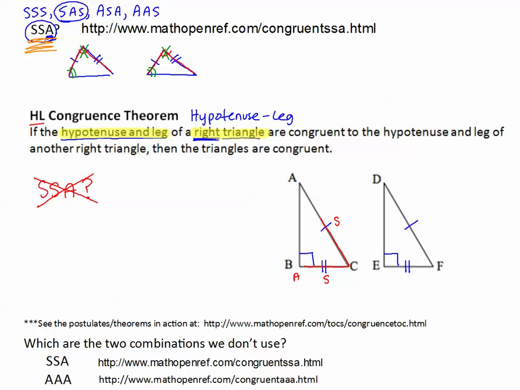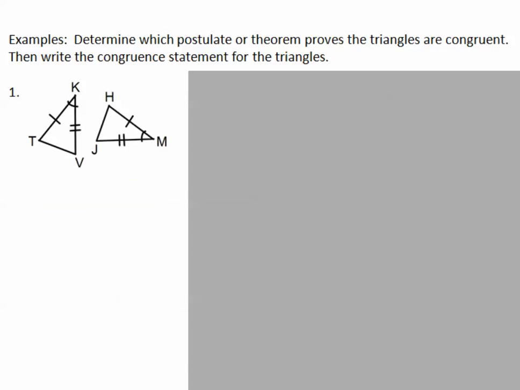So SSA and AAA are the two we don't use. We have to have at least one side, and we can't spell the bad word. Let's look at some examples. Determine which postulate or theorem proves the triangles are congruent. Then write the congruence statement for the triangles.